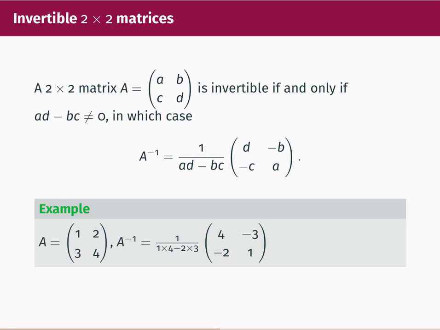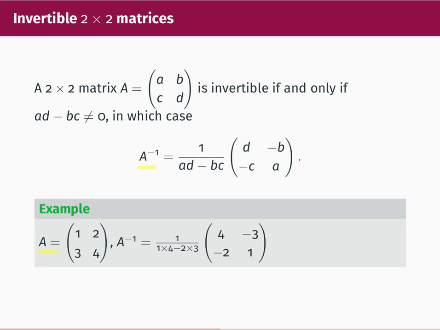You've probably seen this result for 2 by 2 matrices, which tells you exactly when a 2 by 2 matrix is invertible. The 2 by 2 matrix with entries a, b, c, d is invertible if and only if a times d minus b times c is not equal to 0, and in that case you can even give a formula for its inverse. The inverse of the matrix A is equal to 1 over (ad minus bc), scalar multiplied into the matrix with entries d, minus b, minus c, a.